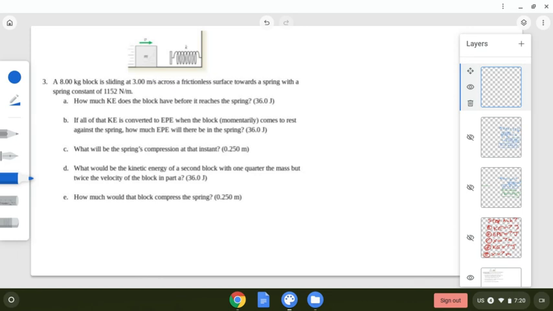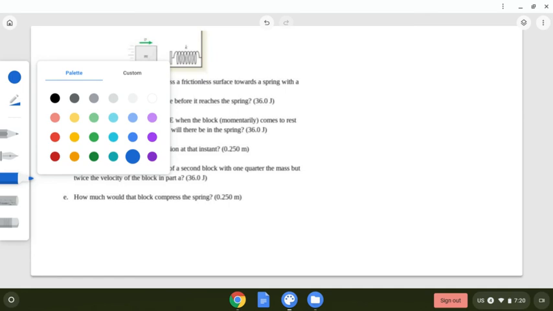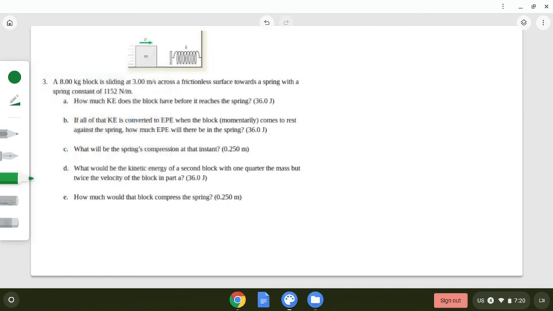So in part D, okay, part D, well, let's change colors. No real need to, but it's fun. What would be the kinetic energy of a second block? So this is a completely different block with 1/4 the mass of the first one and twice the velocity of the block in part A.